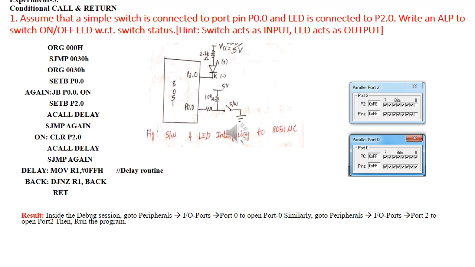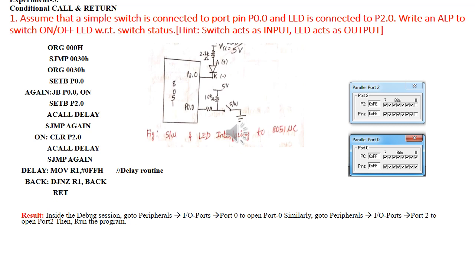So we'll start with the program. The first three lines are common. Initially I am making P0.0 equal to 1, so that whenever it is equal to 1, you turn on the LED by making P2.0 equal to 0. You are going to set P0.0 by using the set bit instruction. After this, you are going to check whether this bit is equal to 0 or not.